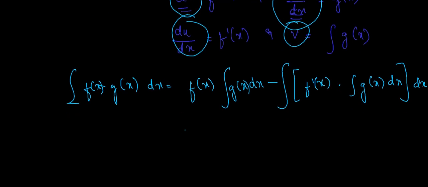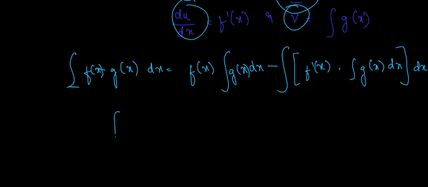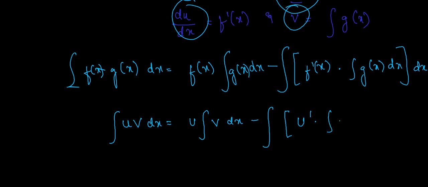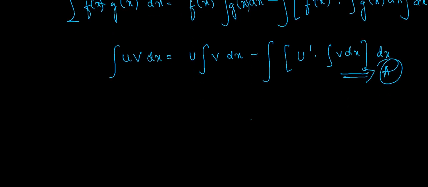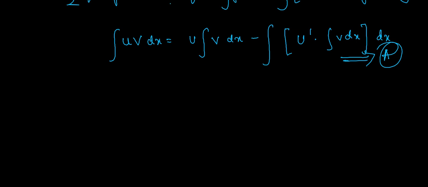This can also be written as integration of uv dx is equal to u integration of v minus integration of differentiation of u into integration of v dx. So this is nothing but our required formula for integration by parts. So now let's take a small example.